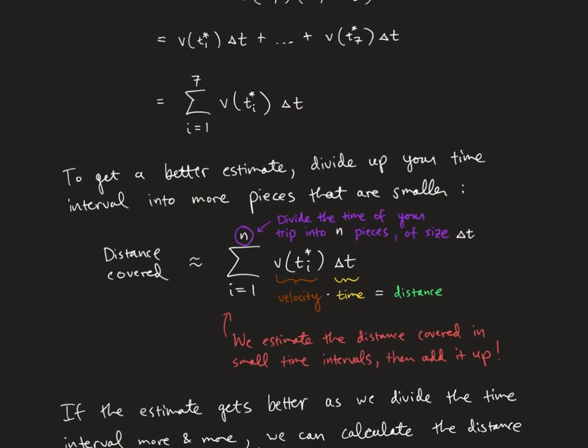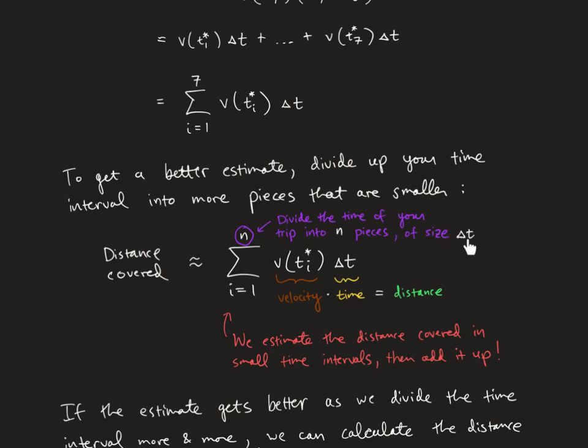So then from there, what we want to do is, that was just an estimate of the distance covered. So we want to get a better estimate. Right? So we can get a better estimate by dividing up the time interval into more pieces that are smaller. Okay, so if we divide our time interval, the time of my trip, into n pieces, where n now might be bigger than 7. So before it was 7, maybe now it's 100. So I divide it into n pieces. The size of those pieces is going to be a lot smaller, right? But I'll still denote it by delta t.